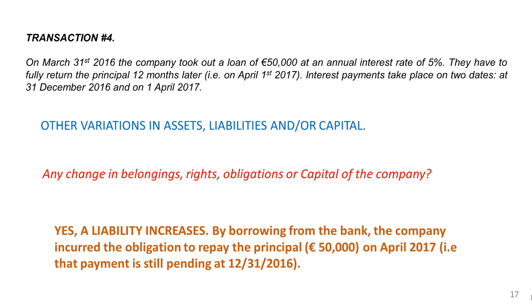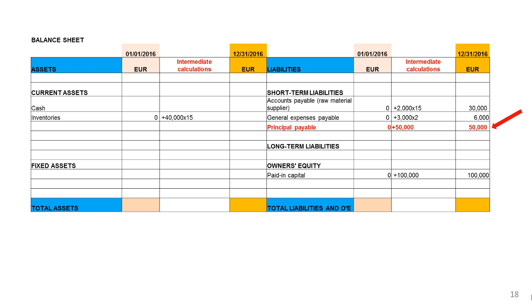It's clear that this transaction does not involve any modification in capital, since the shareholders neither bring in nor reduce capital. This debt to the bank is recorded on the balance sheet. In particular, it's recorded on the liabilities section because it represents a payment obligation of Copen.